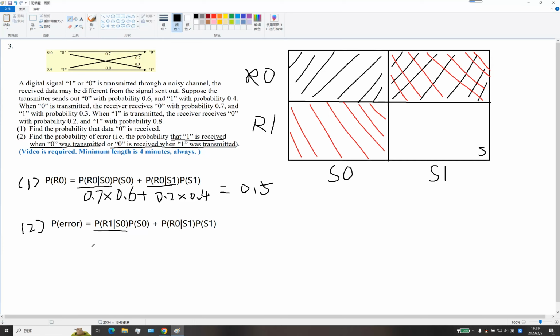We can calculate this: send 0 receive 1 is 0.3, the probability of send 0 is 0.6, plus 0.2 and 0.4. So the total is 0.26. So this is the solution to the second question.